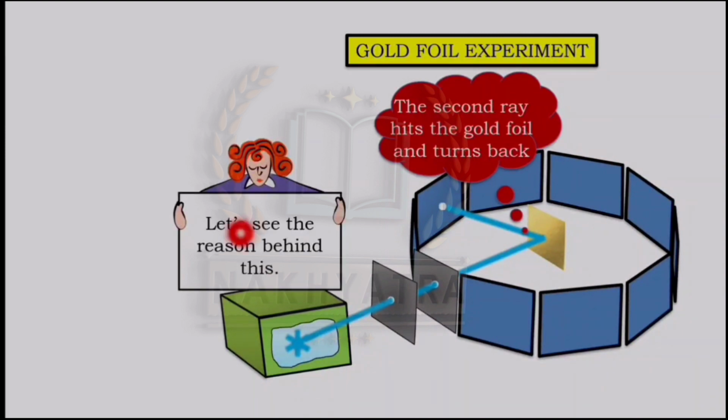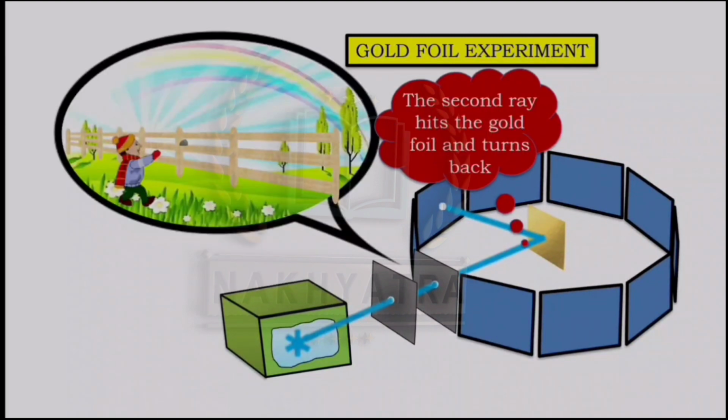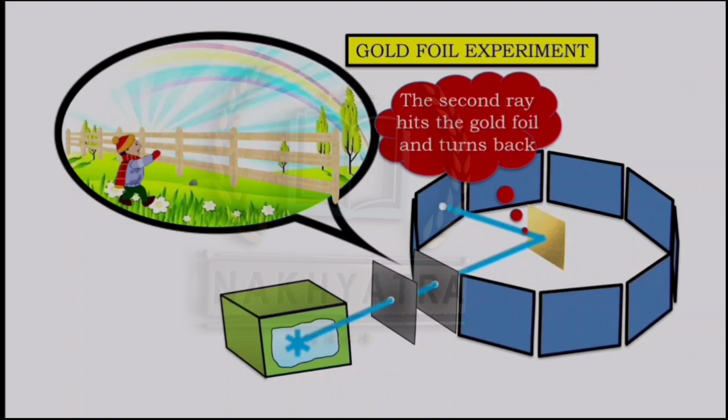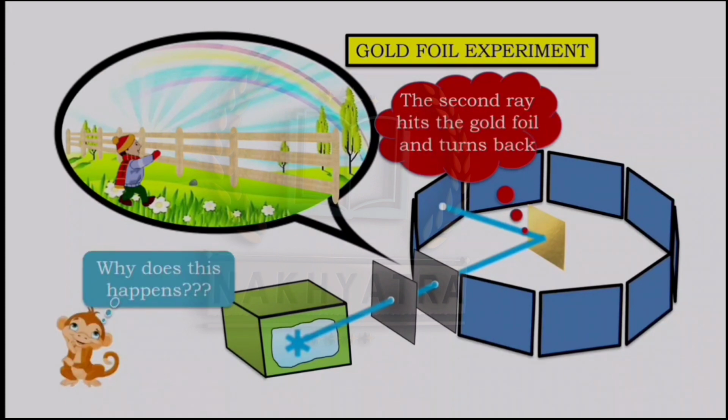So now let's see the reason behind this. Here, as you can see, the second stone hits the fence and turns back, right? Similarly, here the second ray hits the gold foil and turns back. Now in this case, why does this happen?